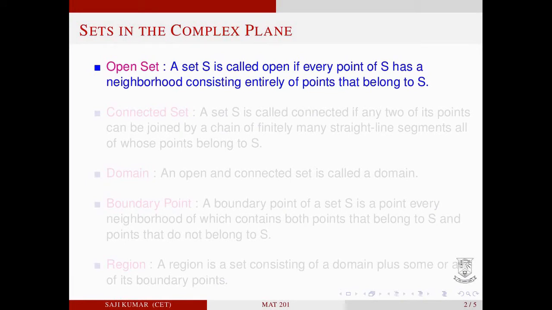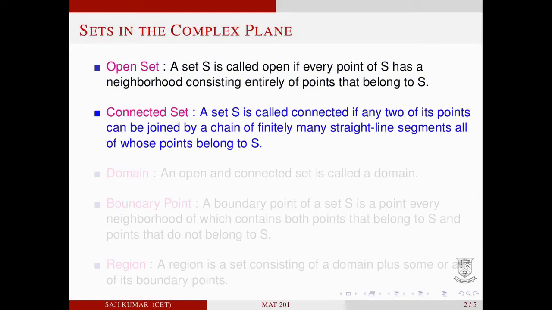Open set. A set S is called open if every point of S has a neighborhood consisting entirely of points that belong to S. Connected set. A set S is called connected if any two of its points can be joined by a chain of finitely many straight line segments, all of whose points belong to S.